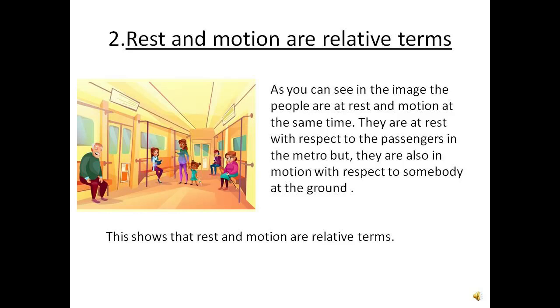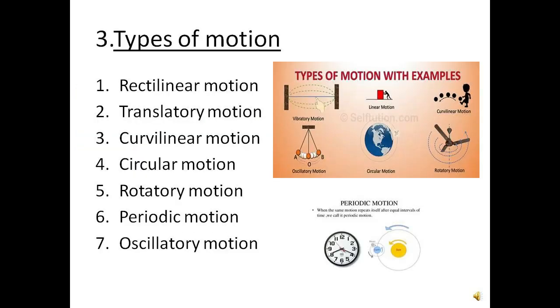The next thing is types of motion. There are 7 main types. Rectilinear motion, it is also said as linear motion, translatory motion, curvilinear motion, circular motion, rotatory motion, periodic motion, oscillatory motion. Oscillatory motion is also called as vibratory motion. We will be learning about these next.